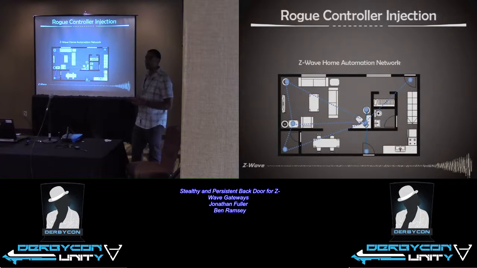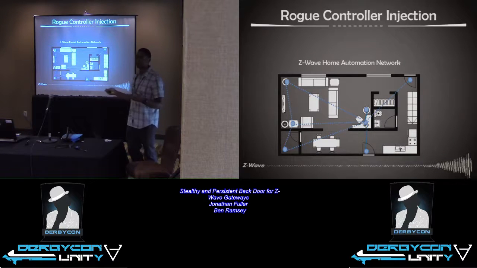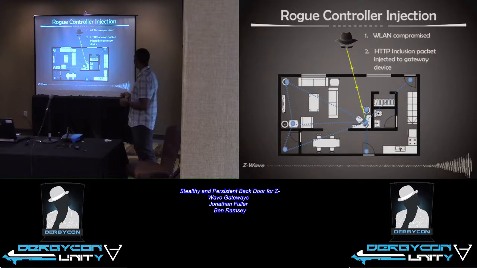Just a step through of rogue controller injection. This is actually my home, what it looks like. Yeah, so my TV, everything. Washer and dryer not depicted, but that's where they would be. So this is a ZWave home automation network with a gateway and 6 nodes on the network. So step 1, wireless local area network compromised.